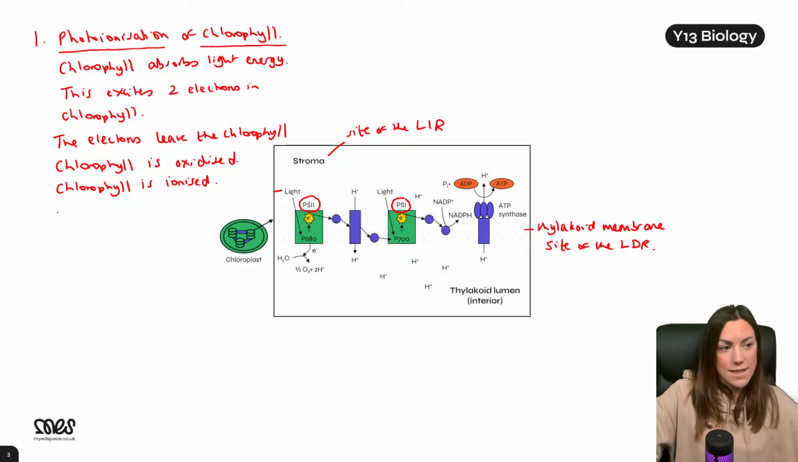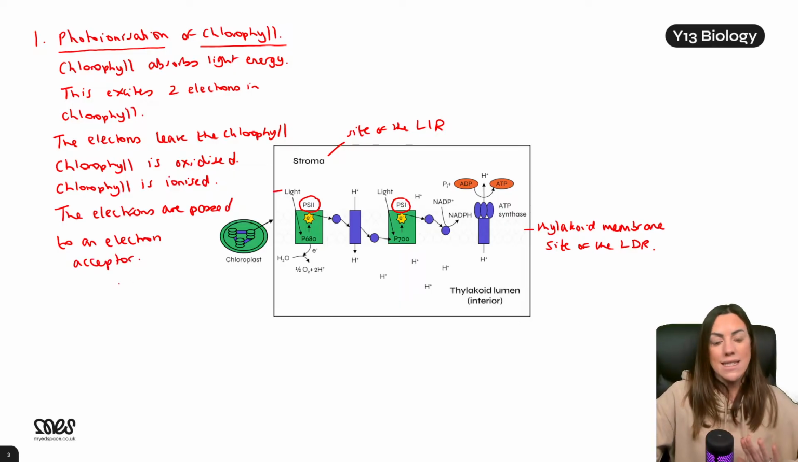Just to finish off this stage, where do those electrons go? The electrons are passed to an electron acceptor. Okay, and that's the end of stage one. So you can see once you chunk it like that, it makes it a lot more manageable and easier to revise and learn.